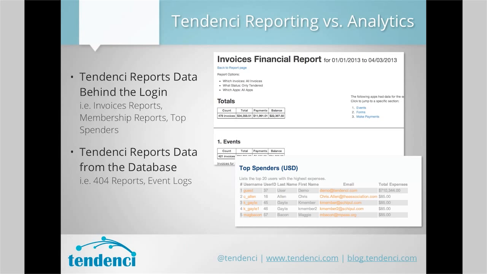So Tendenci does a great job with things like invoice reports and membership reports, and this report down here that's the top spender, who's donating the most on your website, anything that has to do with something that happens after somebody's logged in. Tendenci is probably going to do a better job of reporting on that. Google Analytics is more for front end visits, things that are happening on the public facing side of it.